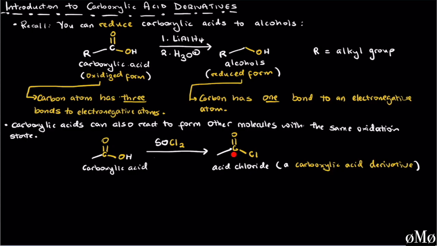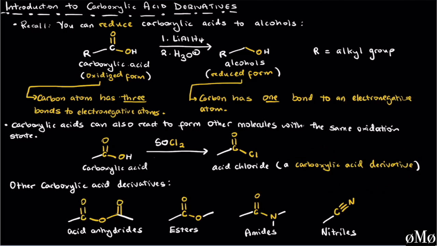Note that the acid chloride also has 3 bonds to electronegative atoms, and so this acid chloride is going to have the same oxidation state as this carboxylic acid. And so because that's the case, we call this acid chloride a carboxylic acid derivative. And then here are other carboxylic acid derivatives that we are going to be seeing over and over in our text.